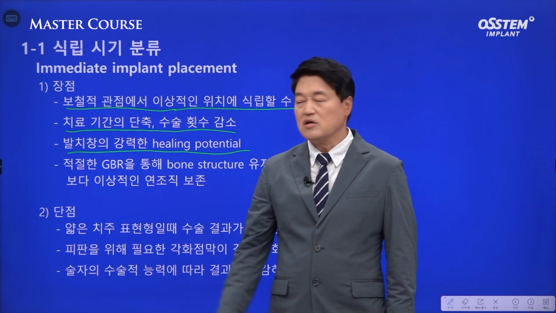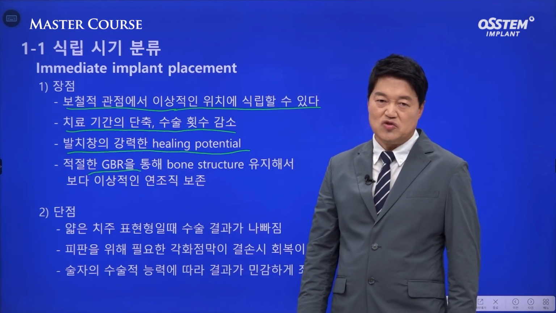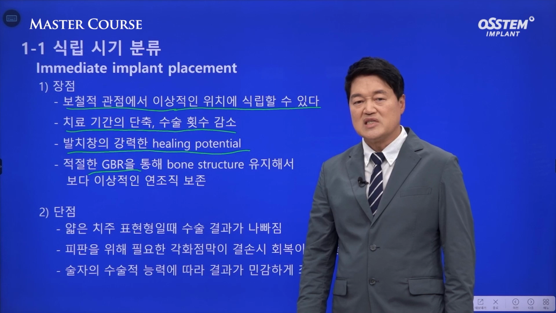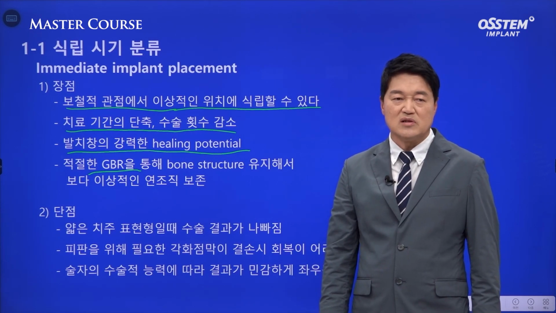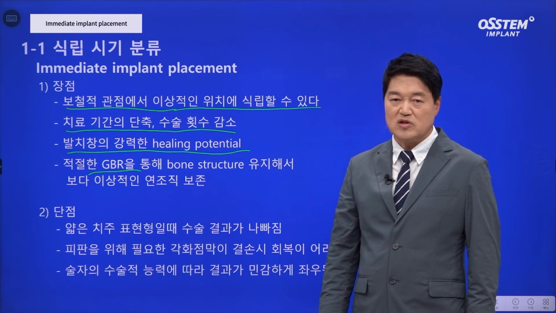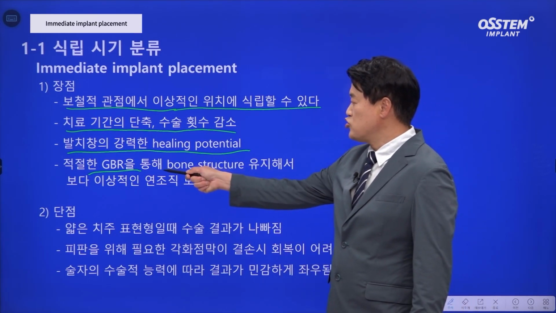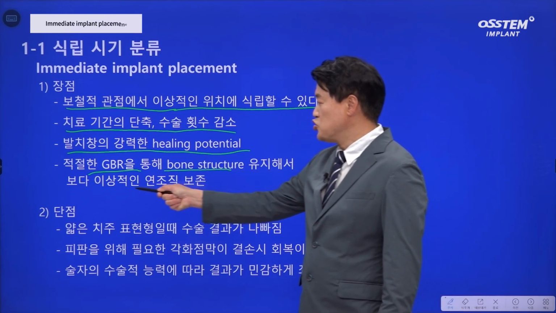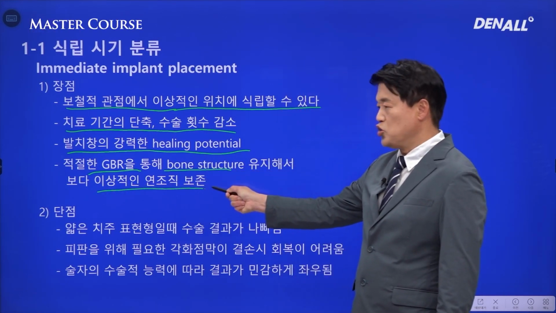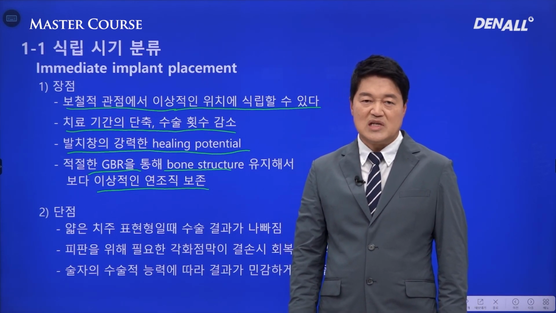With appropriate GBR or bone structures maintained, an ideal soft tissue can be maintained, especially in the anterior zone. The lamellar bone, which is very thin, becomes resorbed and soft tissue can be resorbed along with that, but by doing immediate implant placement, the soft tissue can be maintained. This is a major benefit of immediate implant placement.